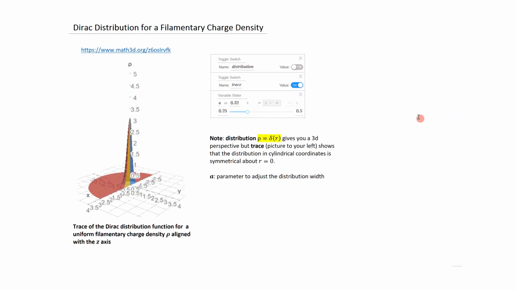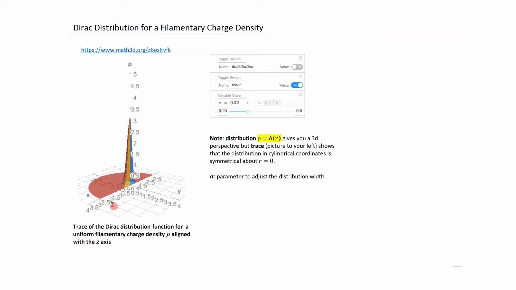All right, so let's look at some examples of a Dirac distribution. This would be for a filamentary charge density. So this would be a filament that extends to infinity, and charge density at each point along the filament takes on a specific value. If we now take a cross section and look down, in other words, in form of an XY trace, it looks basically like a point source, right? Filament, basically point source.